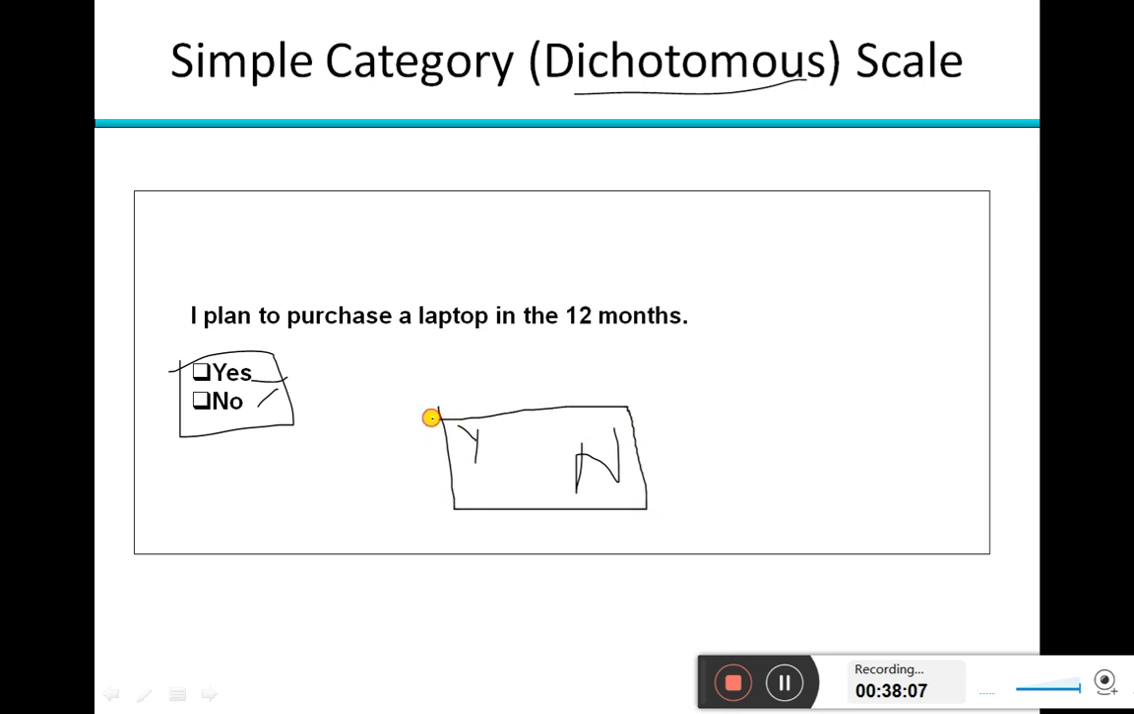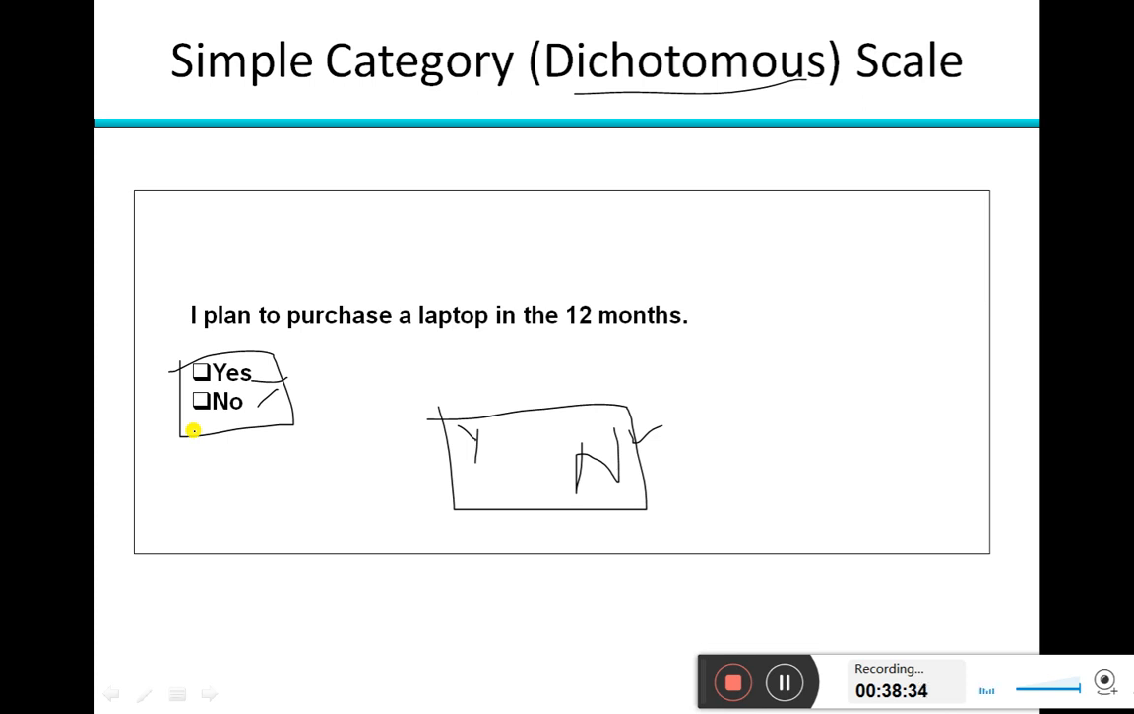It means initially, to measure a statement or behavior or question, I need a scale, and there I used yes or no. So that yes or no was simply known as your dichotomous scale. I plan to purchase a laptop in the next 12 months. Is it yes or no? Such a scale is known as your dichotomous scale. Are you happy with Mr. Adil's teaching? Yes or no? Is it a dichotomous scale?